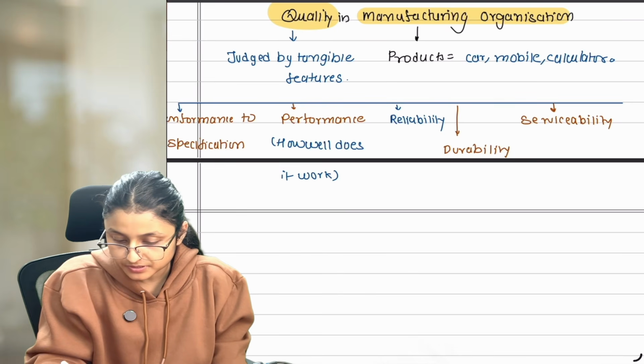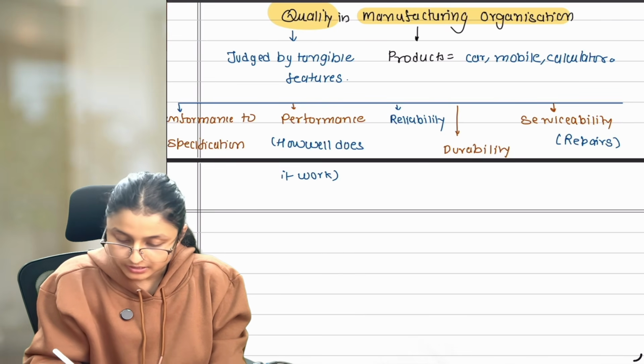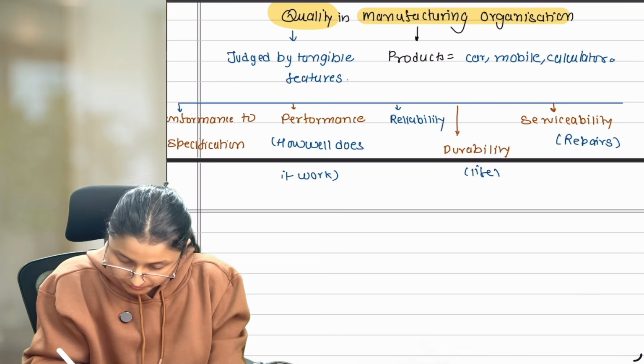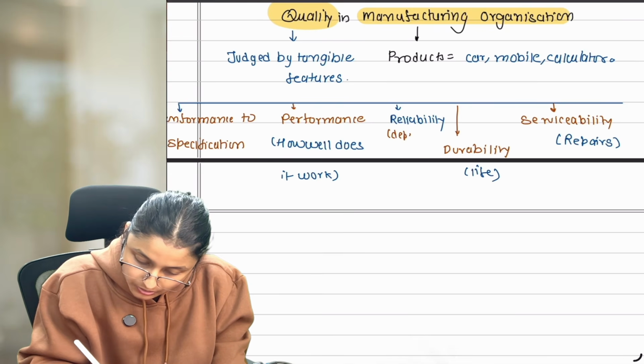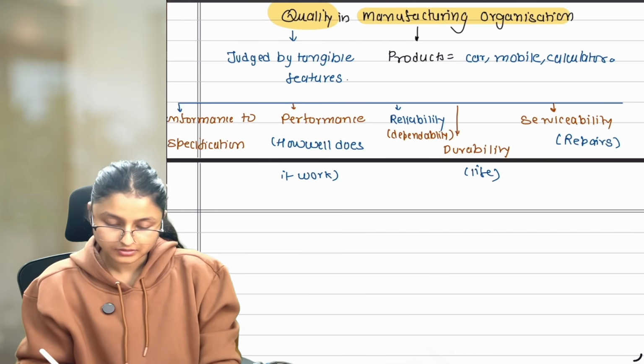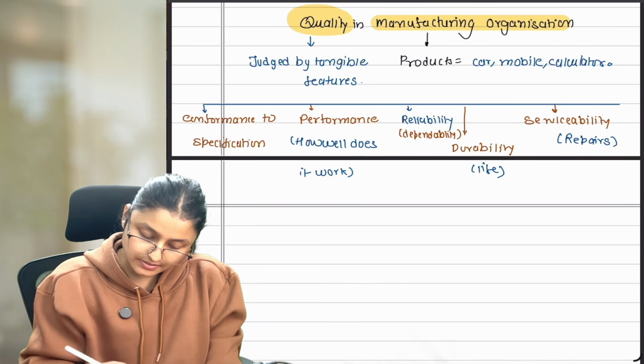So in serviceability, we are focusing on repairs. In durability, we are focusing on the life of the product. And in reliability, we are focusing on how dependable that product is. Right? Next, quality in service organization.